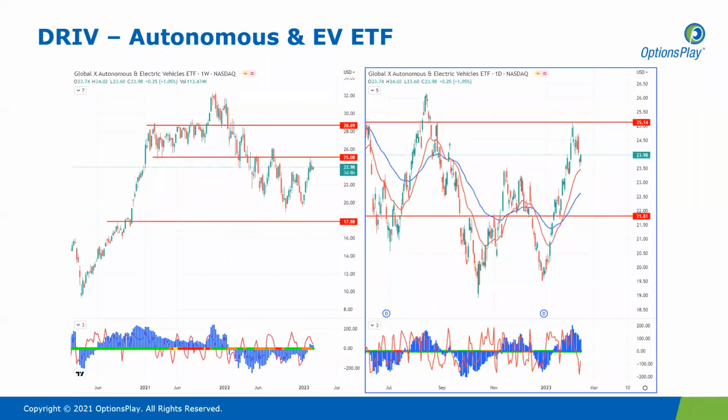Another new idea is DRIV, which is the autonomous and electric vehicle ETF, and very, very similar price action where we saw a strong rally all the way to 25, overbought, and we saw momentum pulling back as price pulled back, retraced lower back to previous area of resistance between 23 and 23.50.